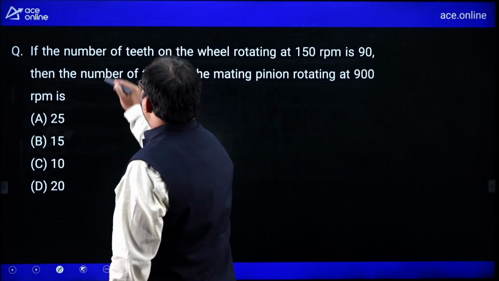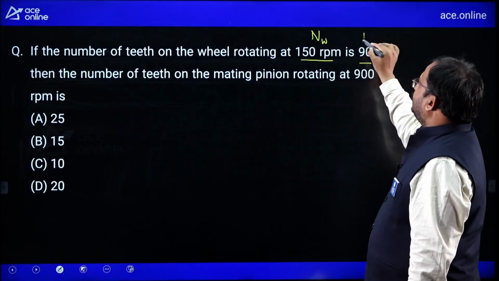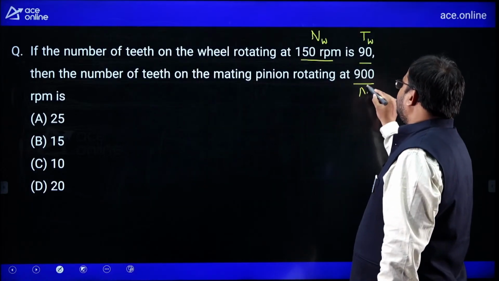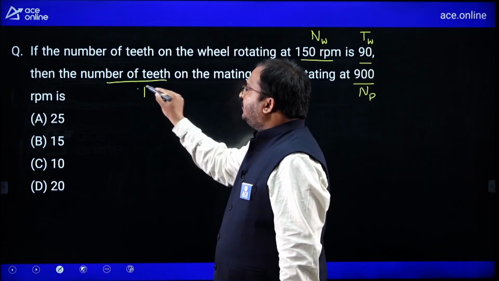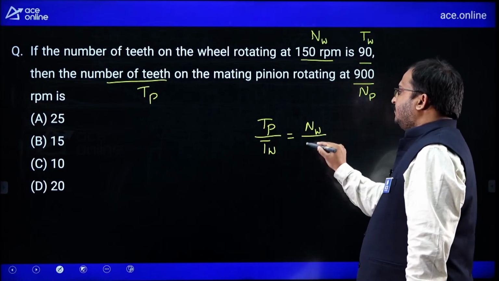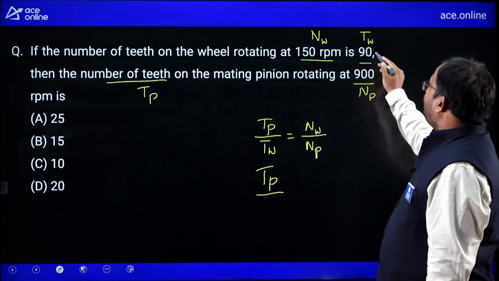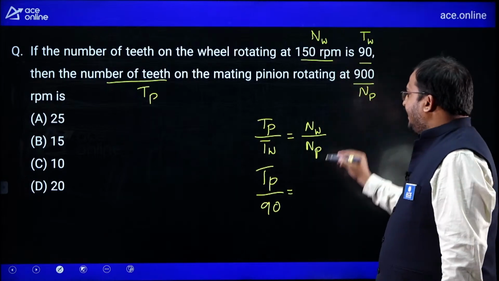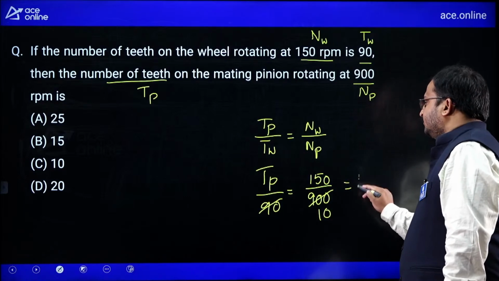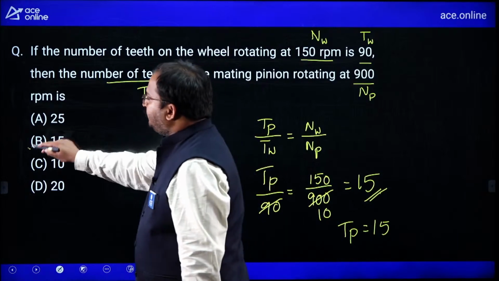Okay, then the last question here. If the number of teeth on the wheel rotating at 150 rpm is 90, NW number of teeth is 90, then the number of teeth on the mating pinion at NP 900 rpm, find out how many teeth. Okay, so we need to find out TP. So TP by TW is equal to NW by NP. So number of teeth and speed are inversely proportional. So taking this, here TP by TW value is 90, then NW is 150 by NP is 900. This will go as 10 times and the number of teeth on the pinion will be 15, dear students. So teeth on the pinion will be 15, that is what we are going to get. Option B will be correct for this question.